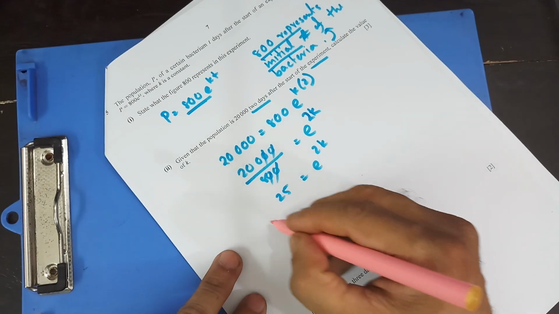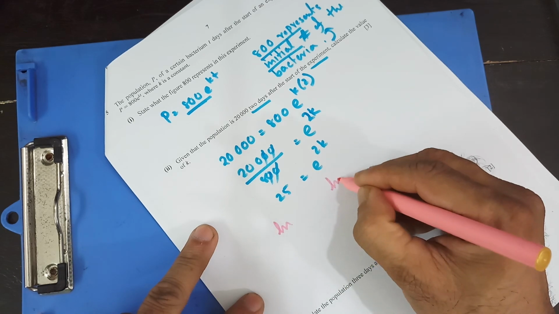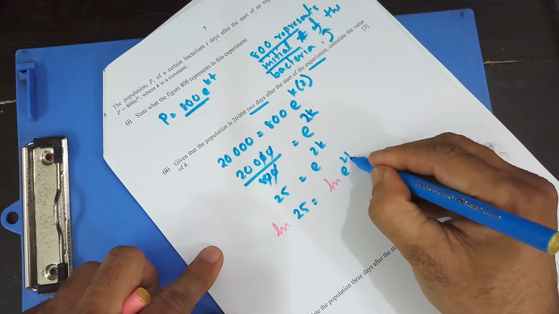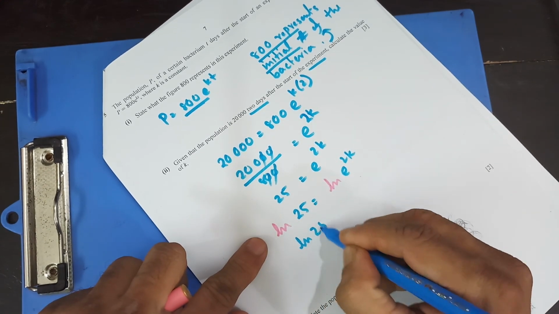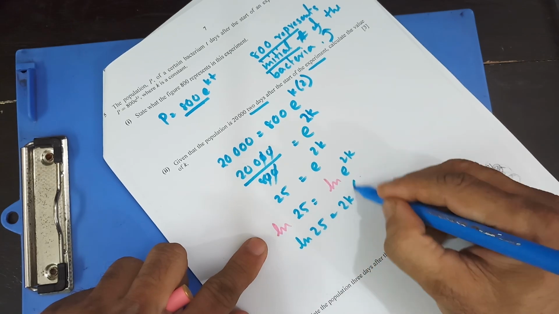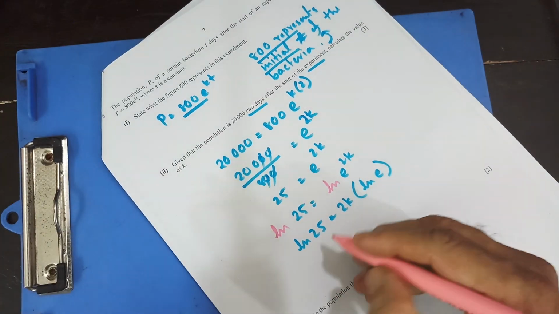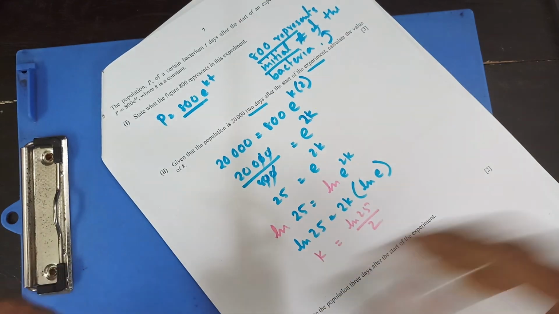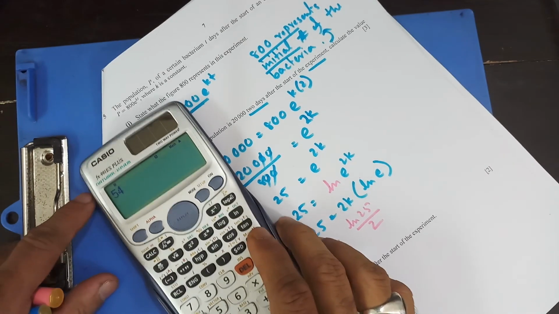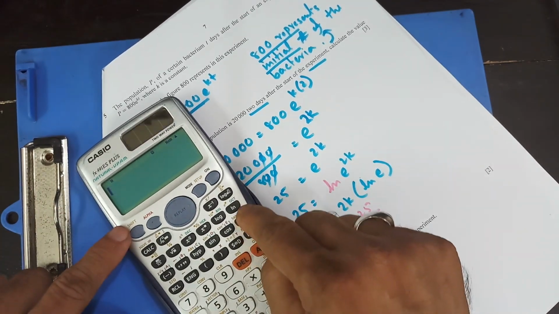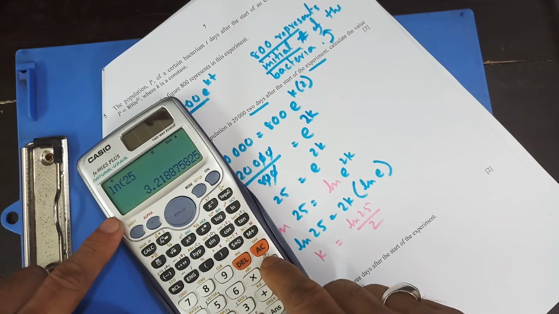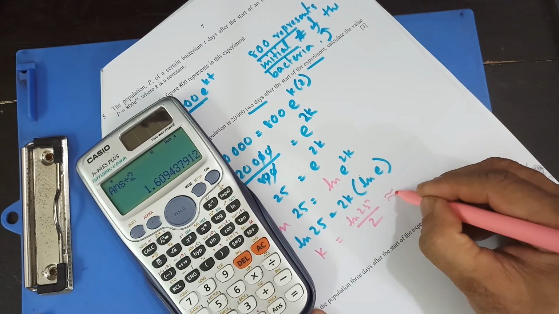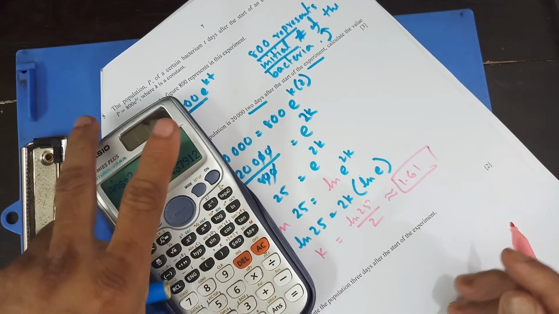Now I can take ln on both sides. So ln 25 equal to ln e to the power 2k. Now 2k comes over here, and ln e is nothing but 1. Therefore k equal to ln 25 by 2. Okay, now that's going to give me ln 25 divided by 2. That gives me k approximately equal to 1.61. Okay, so that's the value of k.